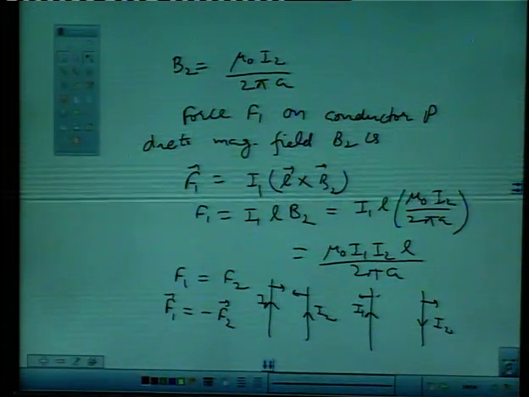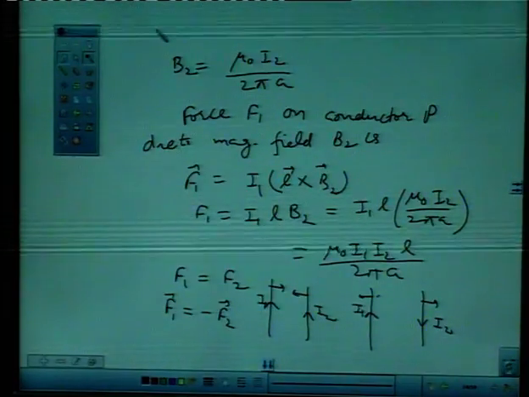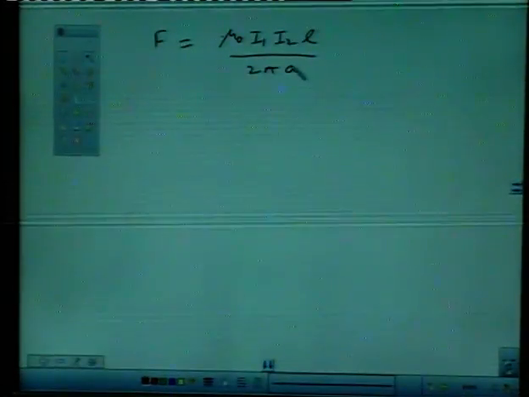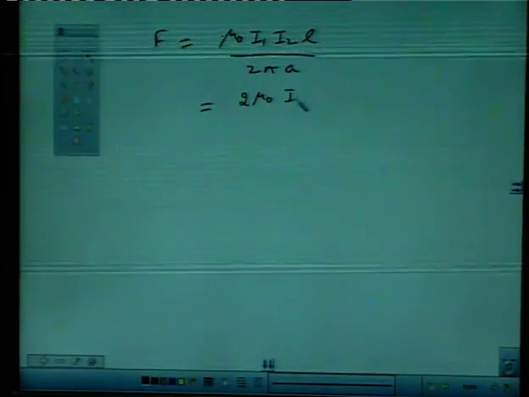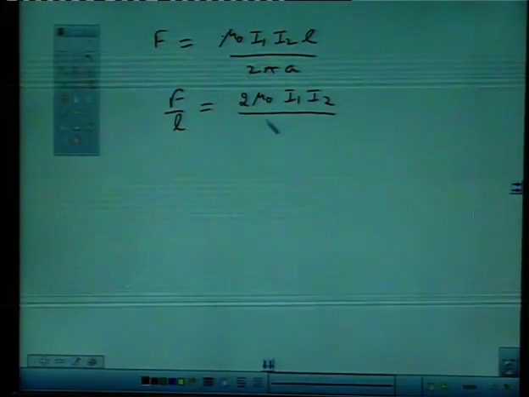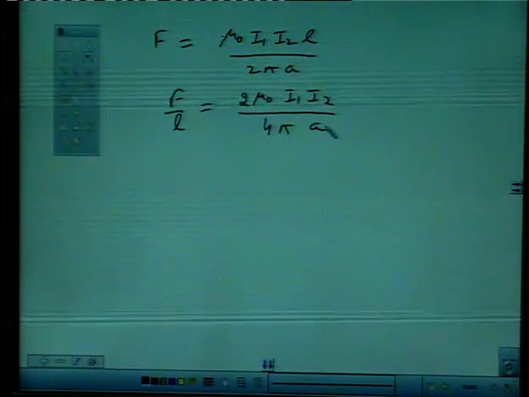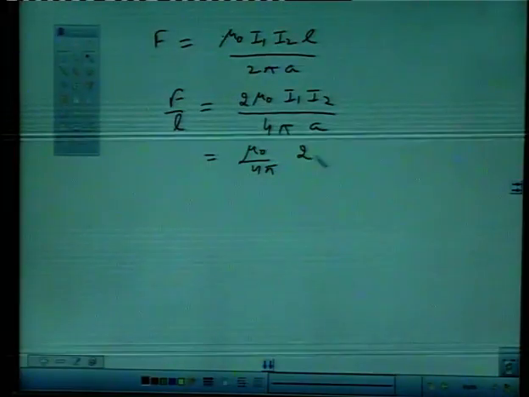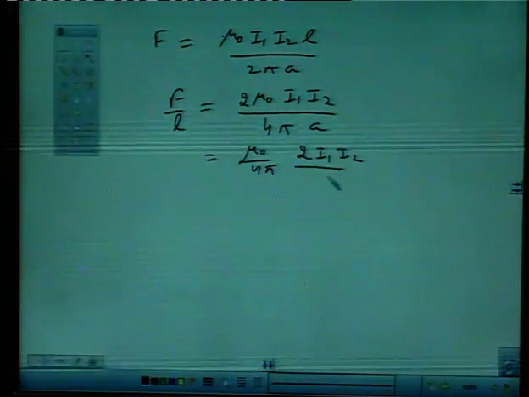So we have to remember that the force due to two current carrying conductors is equal to mu naught I1 I2 L upon 2 pi A. This can also be written as 2 mu naught I1 I2 upon 4 pi A if we talk about force per unit length. This is equal to mu naught upon 4 pi times 2 I1 I2 upon A.